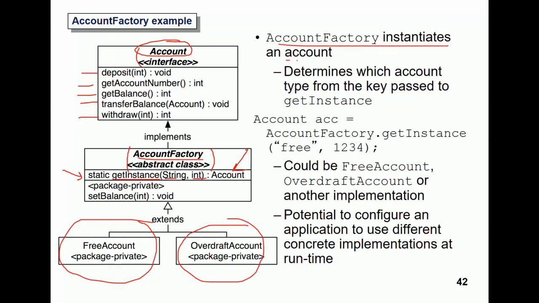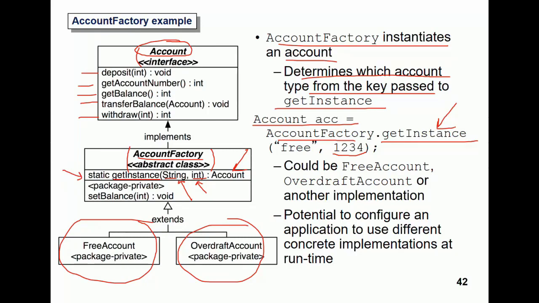AccountFactory instantiates an account. You determine which account to return from a key passed to getInstance. This string could be the person's name, and the int could be their age, for example. So this is one way in which you can create an object of type account. You say Account ac equals AccountFactory.getInstance. The reason you can do that is because getInstance is a static method. It does not rely on an object being created in the first place.